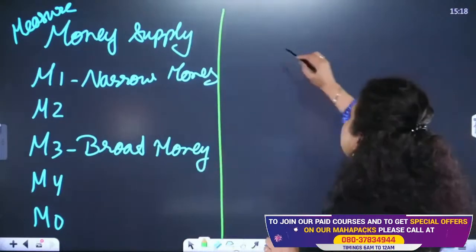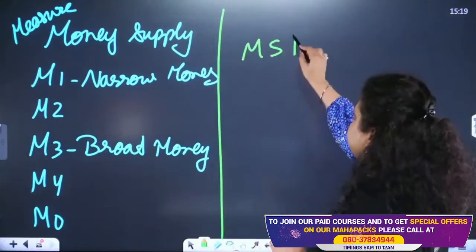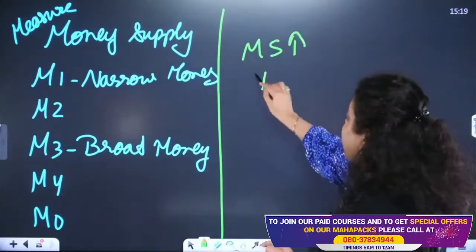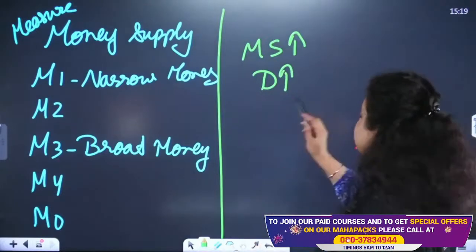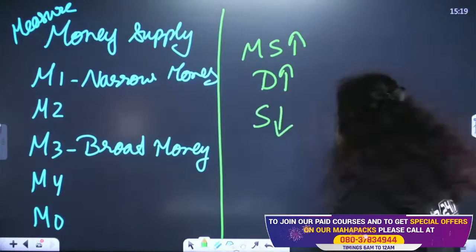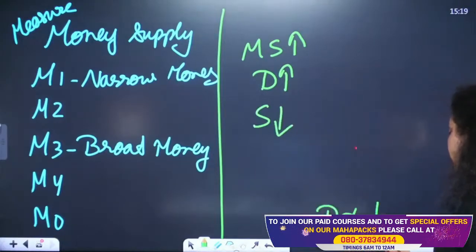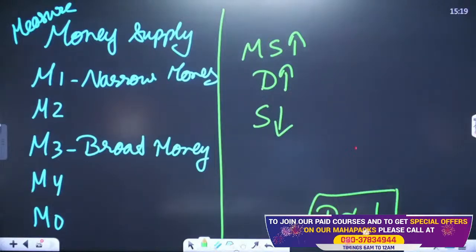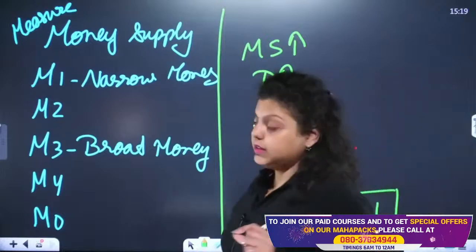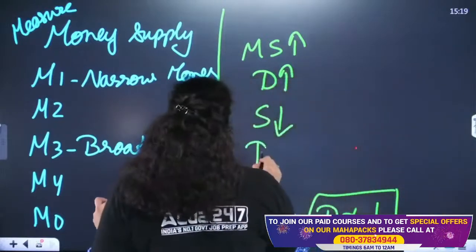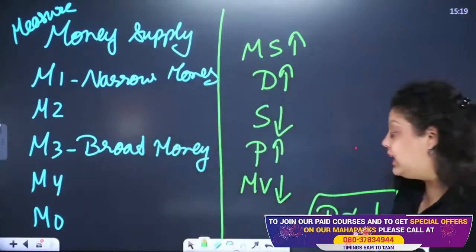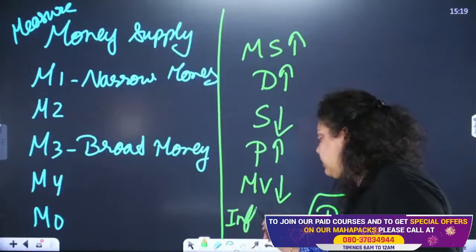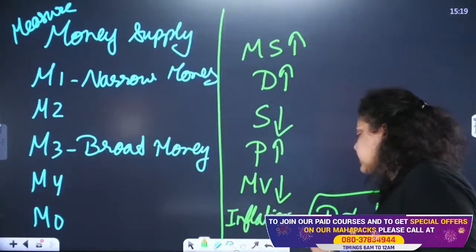Let's say in the economy, the money supply is increasing. If the money supply increases, the demand for goods and services by consumers increases. If we have more money, we will purchase more goods and services. If the demand increases, the supply will decrease, because demand and supply always have an inverse relationship. After that, the prices will start increasing, and the value of money will decrease. That creates inflation in the country.